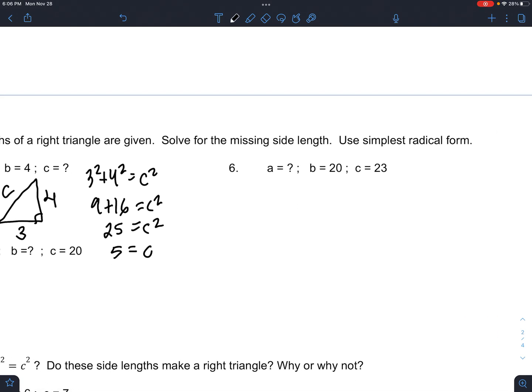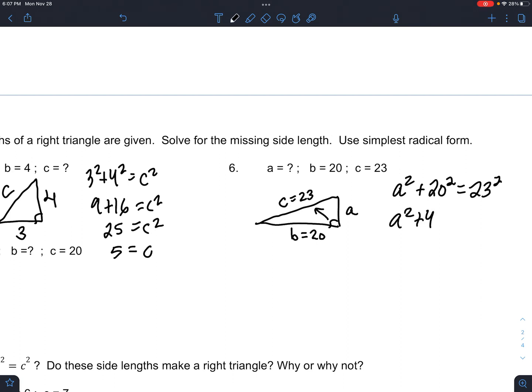Okay, and if we had this question where B is 20 and A is question mark, we don't know that, and then C, which is the hypotenuse across from here, is 23. What's A? Well, it would be A squared plus B squared equals C squared. Okay, this is 400, and this is 529. So A squared is 129 after subtracting, and by taking a square root of both sides, we isolate A.